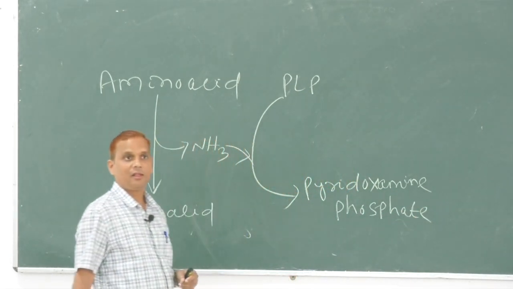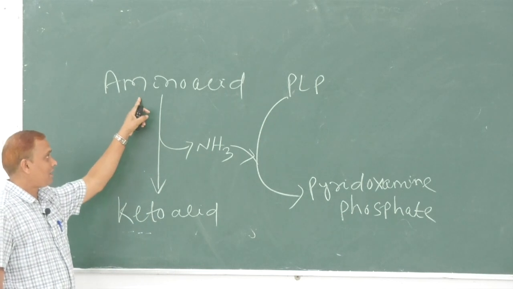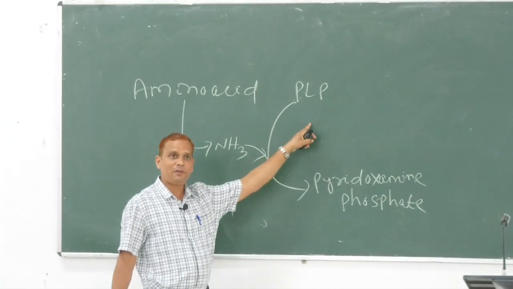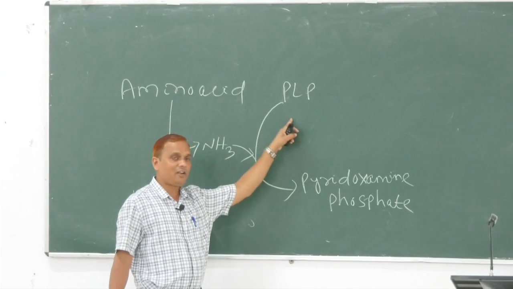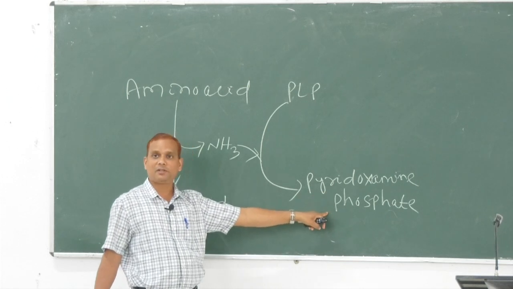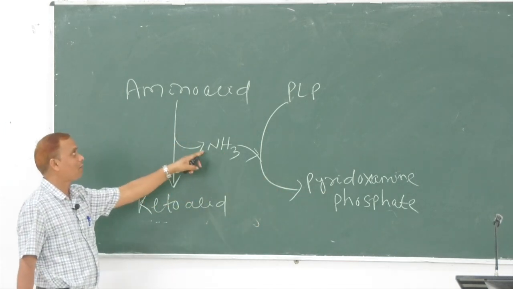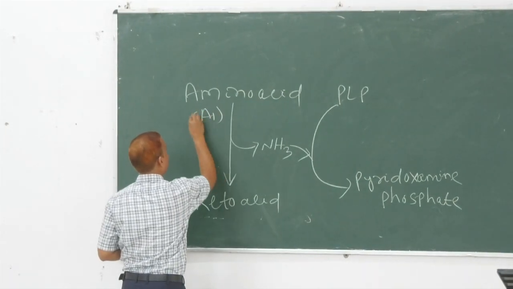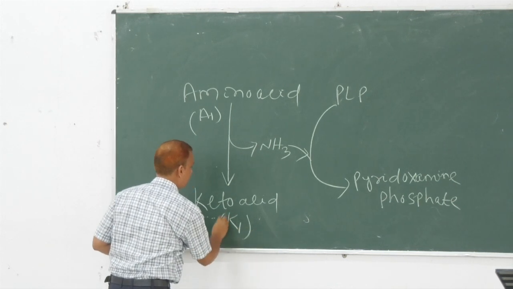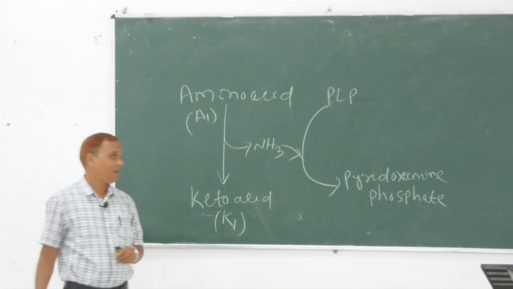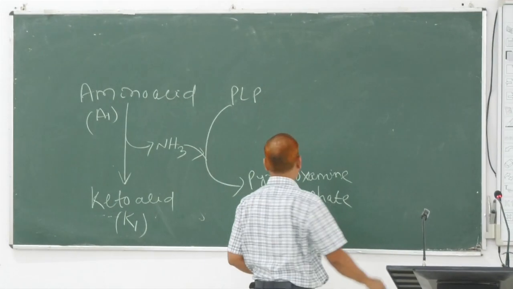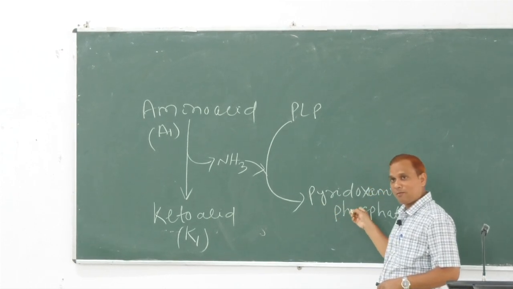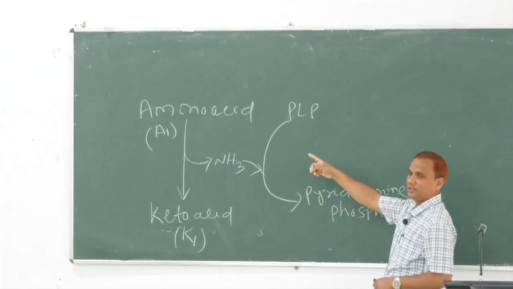Okay. So first the amino acid transports the amino group, and that amino group will be carried by PLP. PLP, pyridoxal phosphate, becomes pyridoxamine phosphate. Okay. After donating that amino group, the amino acid becomes a keto acid. So A1 becomes K1. Okay. Now from pyridoxamine phosphate, that amino group is attached here. That amino group will transfer to another keto acid.